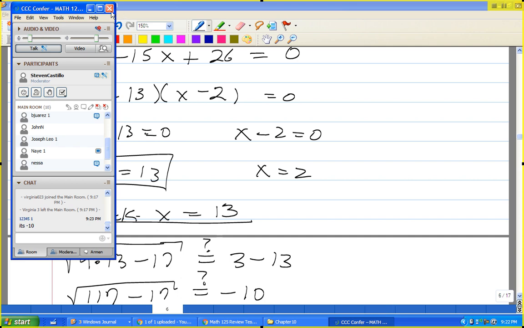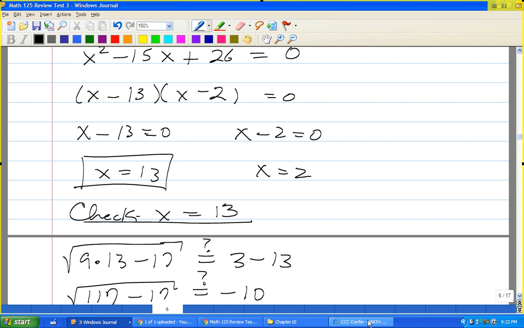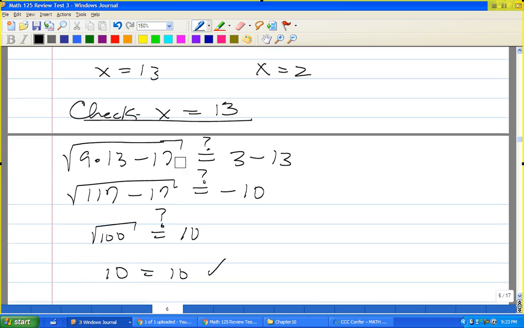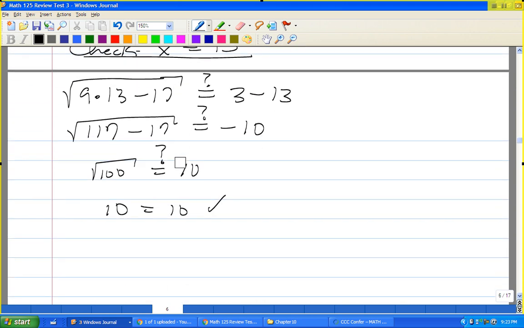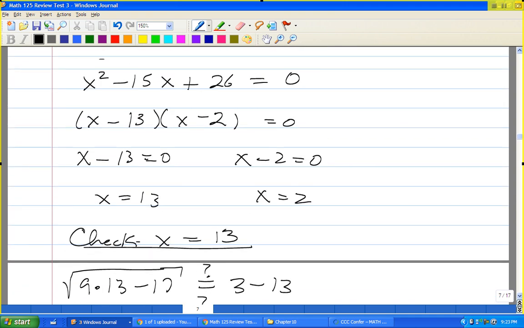Oh, wait. Of course it's wrong. So x is equal to, sorry, that was a typo there, -10. So is this equal to -10? And the answer is no. So that was an extraneous solution.